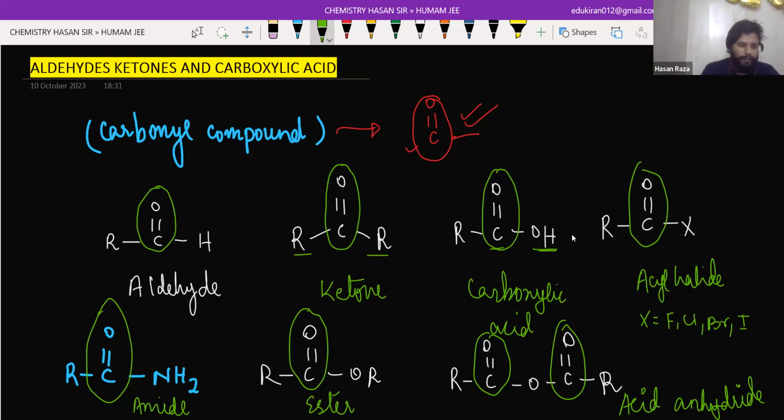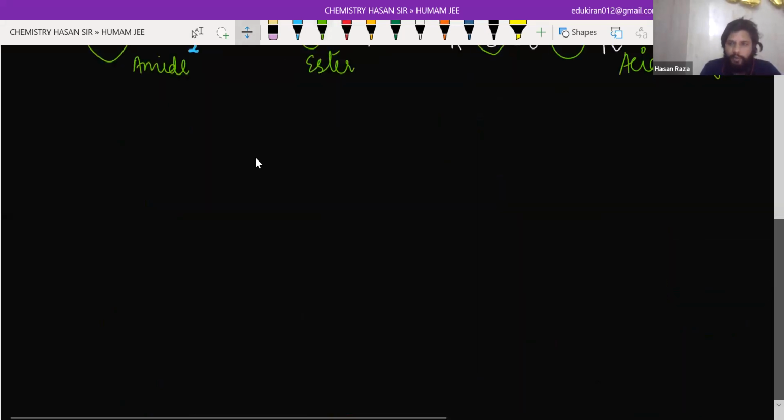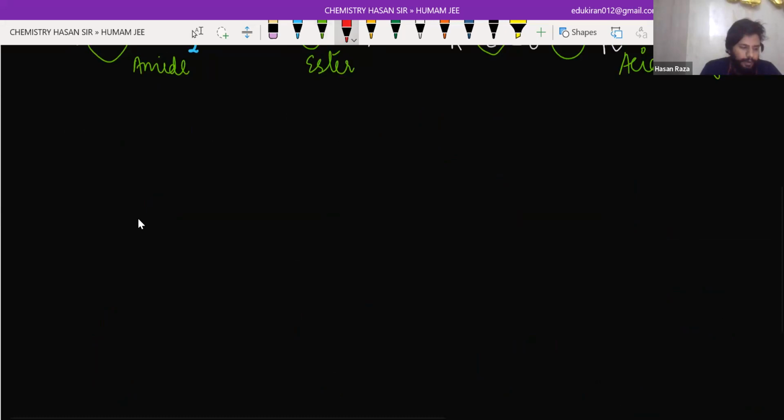So these are all the functional groups that we need to study. Very simple it is. Carbonyl compounds are a very important chapter, and let's start with some common names. Common names in this chapter are very important, as well as in the previous chapter. So I'm going to write some of the common names, then we will discuss IUPAC names.